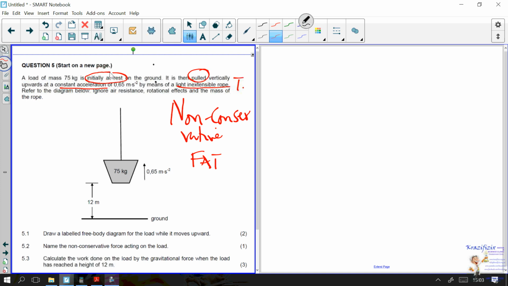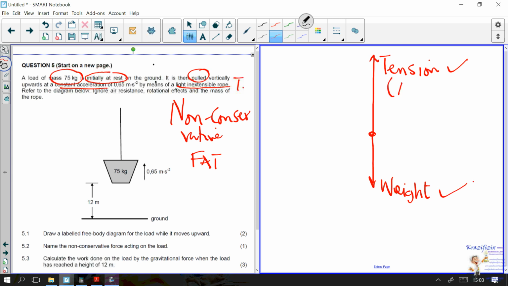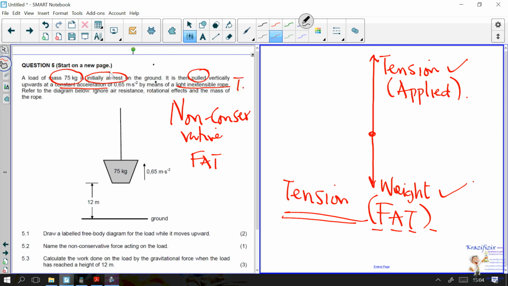Now, draw a free body diagram for the load while it is moving upwards. It has a mass, so what are we talking about? Weight. And then it has a tension force, which is longer because the object is accelerating. You have one mark there and one mark there. You could actually write this as applied, it's also correct. So you have 2 marks there quickly. Name the non-conservative force acting on the load. Already we've answered that. It is the tension force, or applied force, on the rope. Friction, applied, tension. We're done.